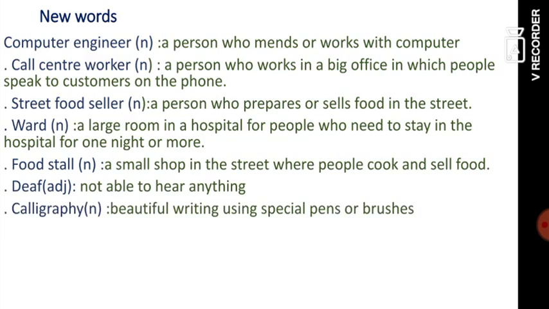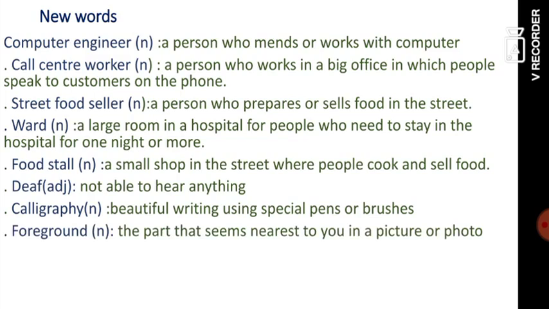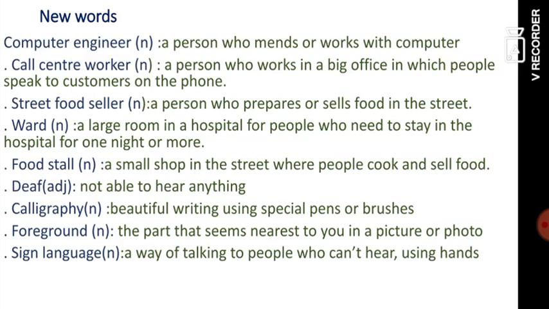Calligraphy: used for writing using special pens or brushes. It's a kind of writing, but it's beautiful. Foreground: the part that seems nearest to you in a picture or photo. Sign language: a way of talking to people who can't hear, using hands. It's a language using your hands for deaf people.